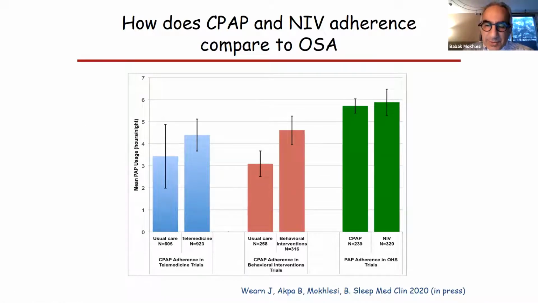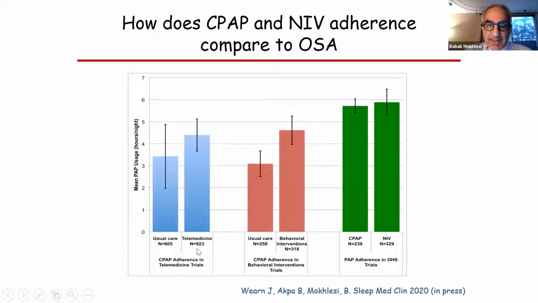Now, recently with my fellows last year, we were asked to write a paper on PAP adherence in OHS, and there hasn't been really any studies looking at ways to improve adherence in patients with OHS. But what I did with my fellows was to look at the literature here. So let me explain what this graph shows. This is looking at CPAP adherence in clinical trials, RCTs, where patients were randomized to usual care, patients with OSA, or telemedicine to improve adherence.